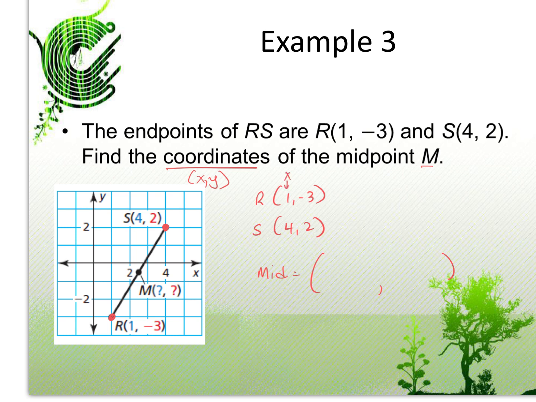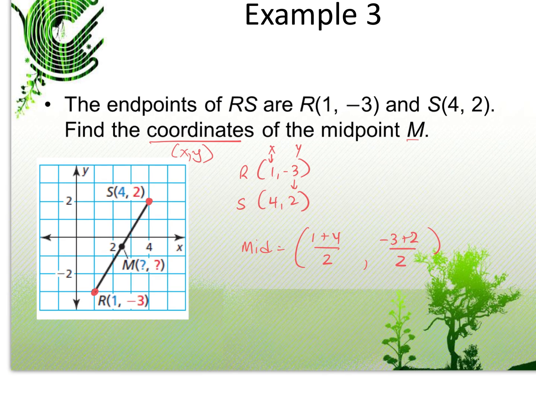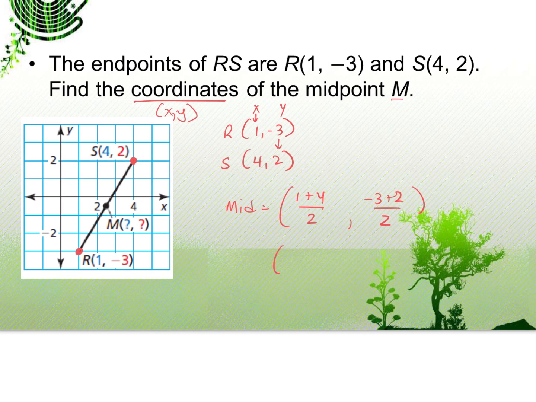So we're going to look at our X's. Our X's are 1 and 4. So 1 plus 4 divided by 2. Our Y's are -3 and 2. So -3 plus 2 divided by 2. And now you just do the math. This is 5 over 2. And this here is -1/2.